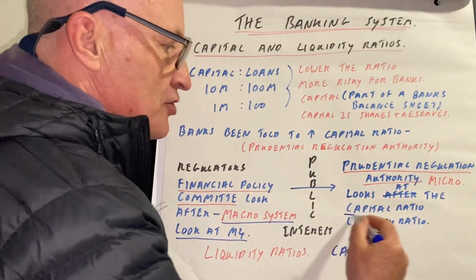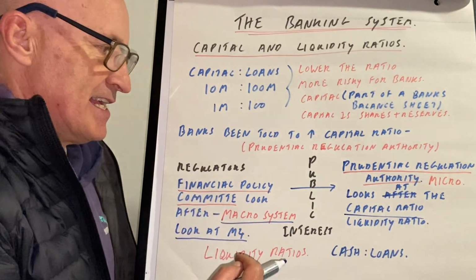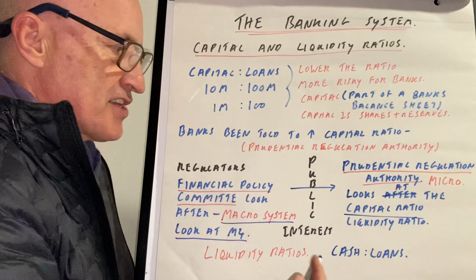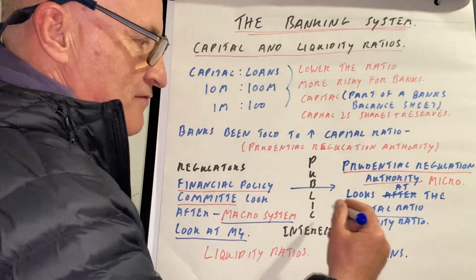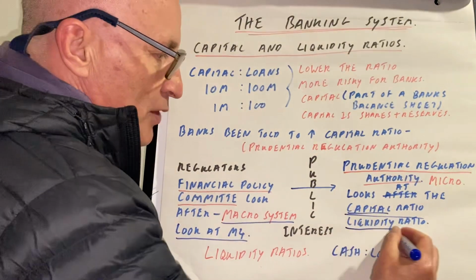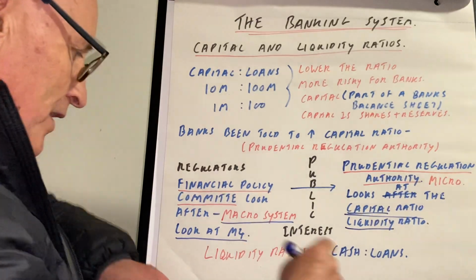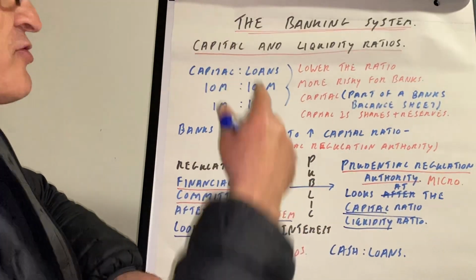And if the capital ratio or the liquidity ratio is too low, then they will raise it, which fundamentally means that the banks will have to hold more capital, which makes them safer, and also more liquidity, which means that they'll be lending out less money. Okay, liquidity ratios, capital ratios.